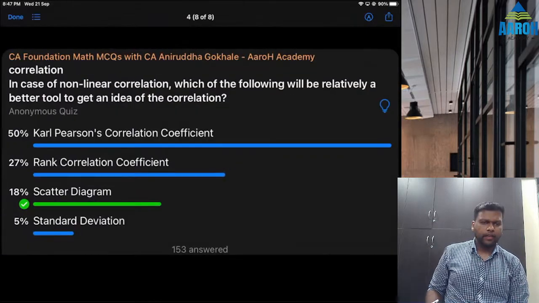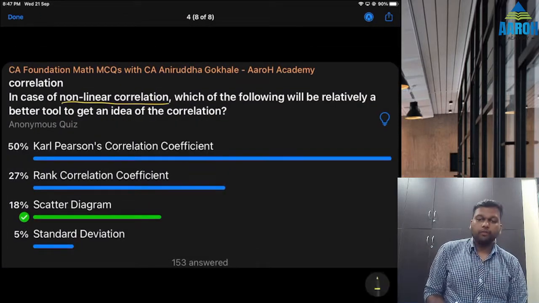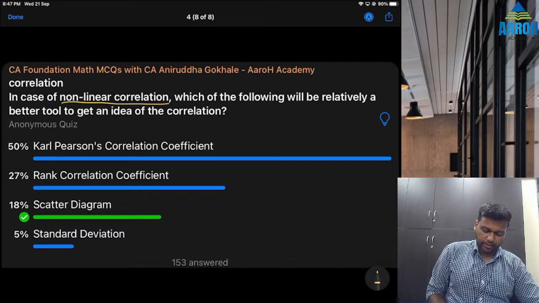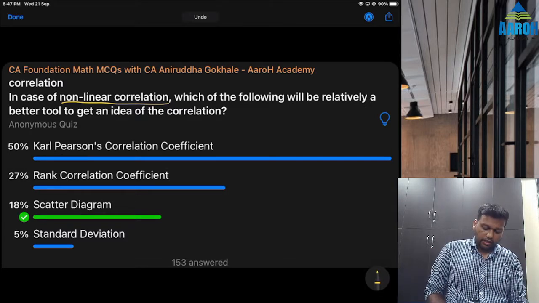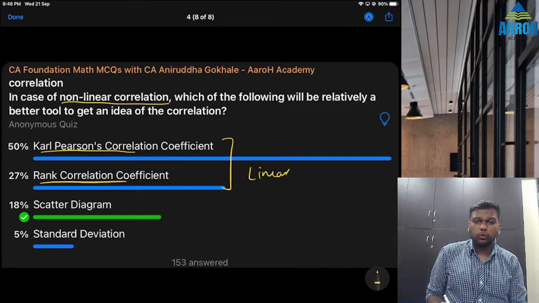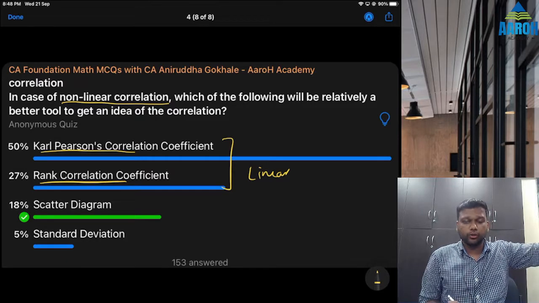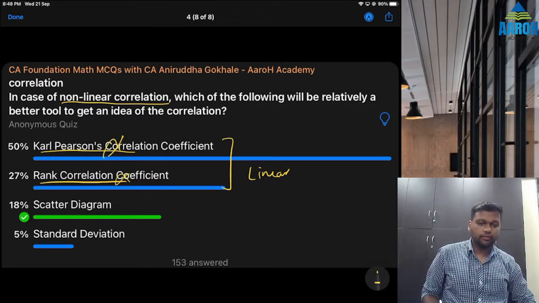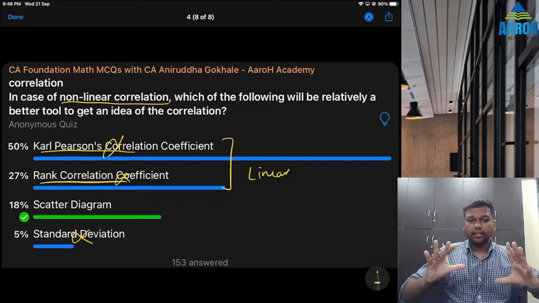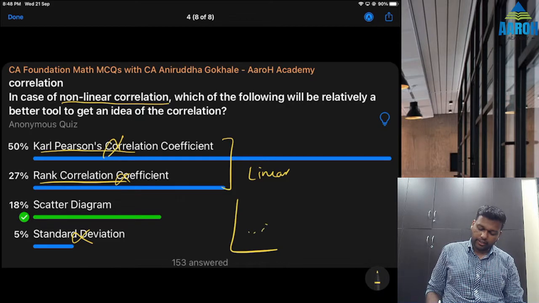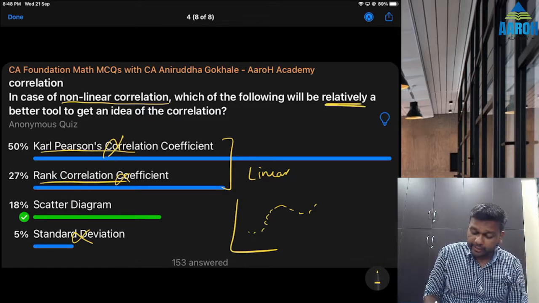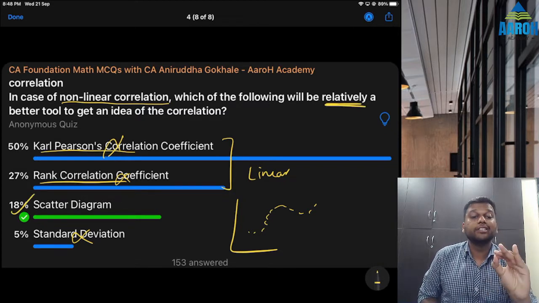Fourth, in case of non-linear correlation, which of the following will be relatively a better tool to get an idea of the correlation? Now most of you have answered Karl Pearson. That is wrong, because understand, Karl Pearson's correlation coefficient and rank correlation coefficient only work for linear data. They assume that the data is going to have linear correlation, nothing else. So these are already out. Standard deviation is not a measure of correlation, so that is out. That is a measure of dispersion. A scatter diagram can give you an idea of the non-linear correlation that you may have. So at least it is better than others. Relatively, it is better than others. So scatter diagram is relatively a better tool.